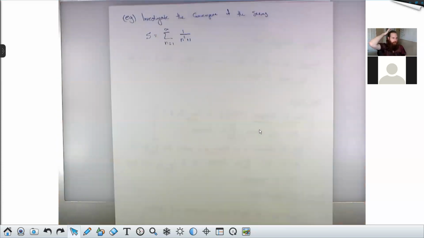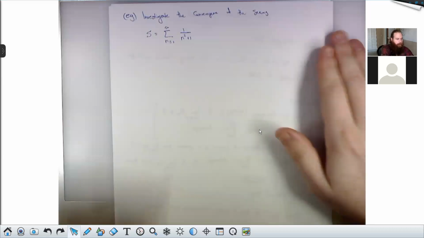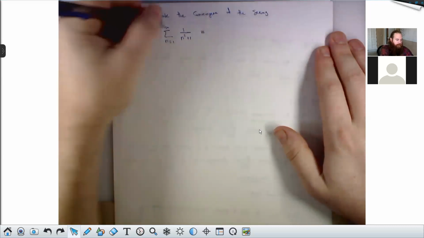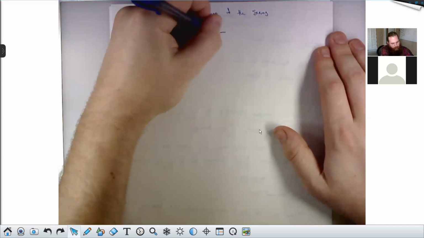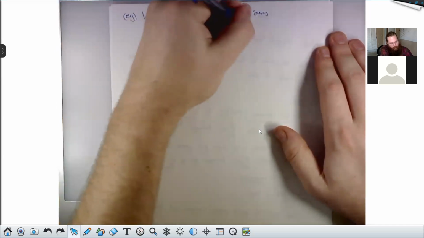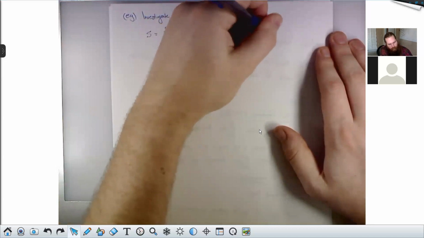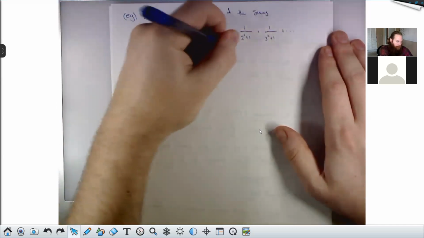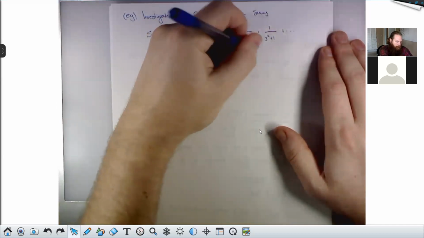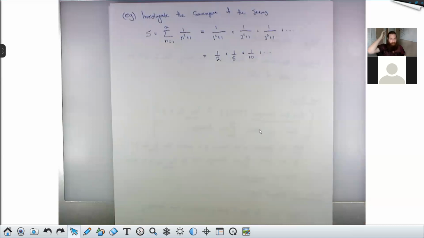So I want to investigate the convergence, i.e. determine whether the series converges or diverges, sigma n from 1 to infinity of 1 over n squared plus 1. First, just to make sure that you remember what this sigma notation means, let's write down the first few terms of the series. It's 1 over 1 squared plus 1 plus 1 over 2 squared plus 1 plus 1 over 3 squared plus 1, and so on, forever and ever. So that's 1/2 plus 1/5 plus 1/10, and on forever. That's what my infinite series is.